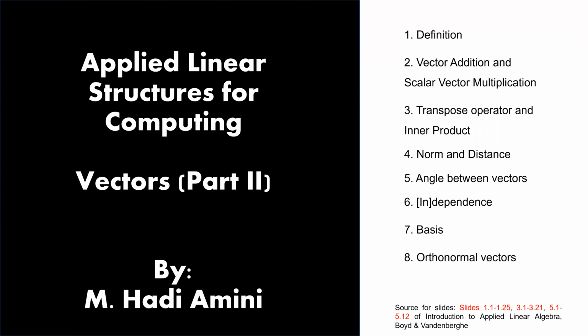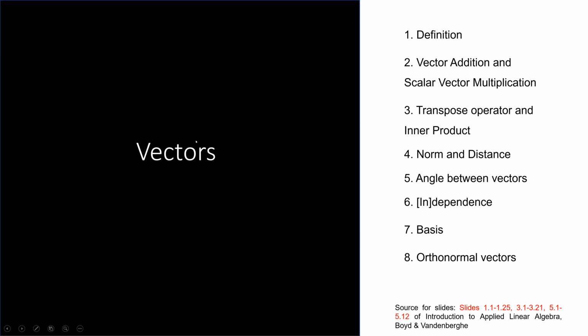In this lecture, we continue with vectors. So this is part 2 of vectors. In the first part, we talked about the definition of vectors and how we represent a vector. For example, vector x is equal to x sub 1, x sub 2, up to x sub n.